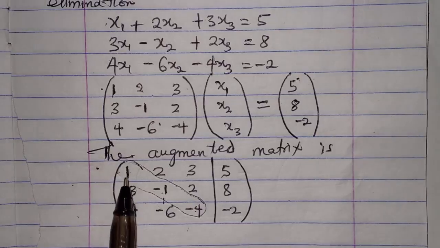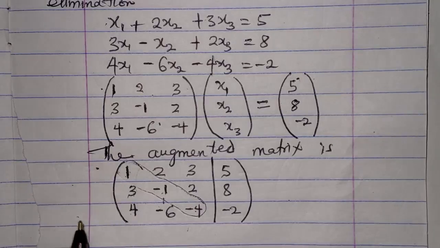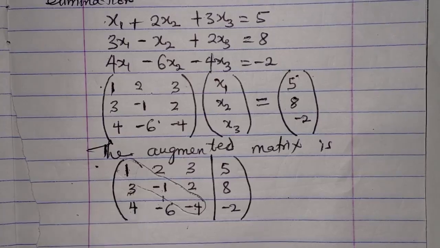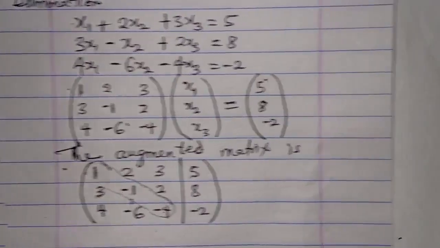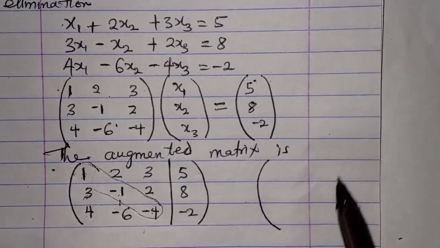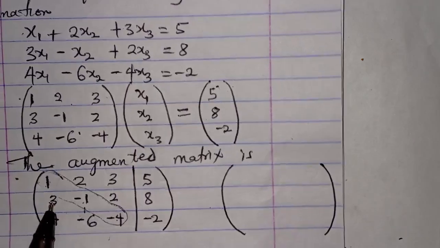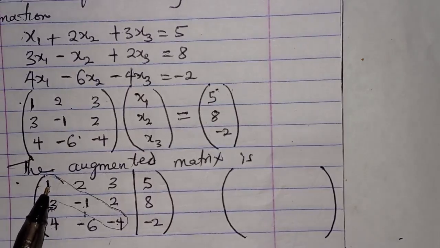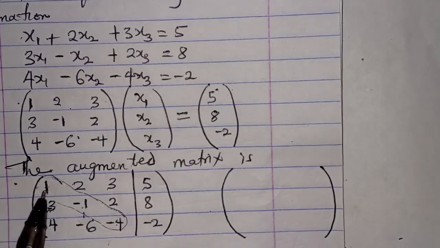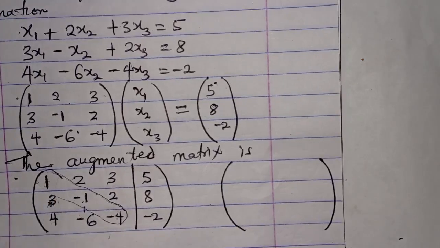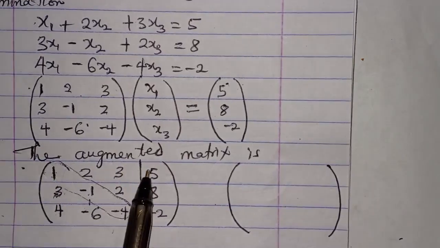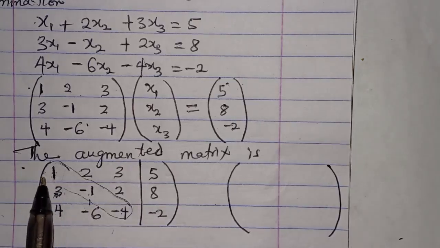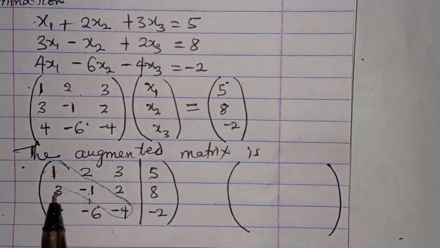The first number here is already 1, so we have no problem with that. So let's change this number to 0. We have 2 here, let's make it 0. So see what we're going to do. To make it 0, since it's 3 here, if I multiply this number by 3, I'll get 3. 3 minus 3 is 0. So I can say multiply row 1 by 3, then subtract it from row 2.